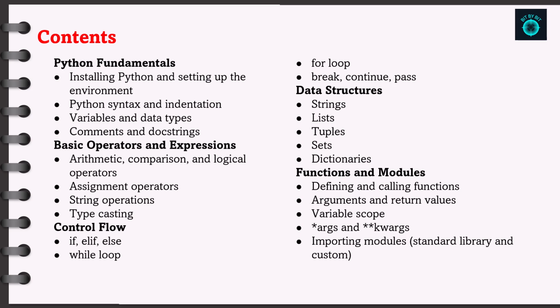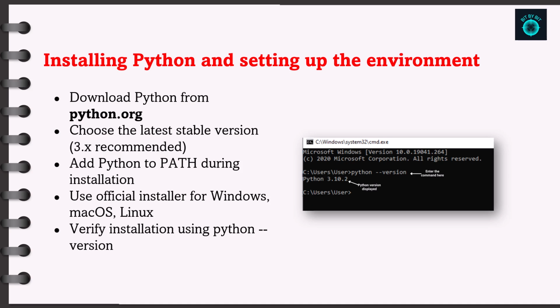Let's begin. Installing Python and setting up the environment. Let's start by installing Python. Go to python.org and download the latest stable version. Python 3 is strongly recommended for all modern development. When installing on Windows, make sure to check the box that says Add Python to Path. This will allow you to use Python from the command line.